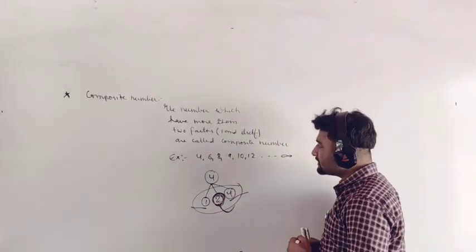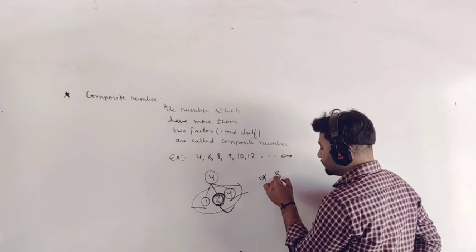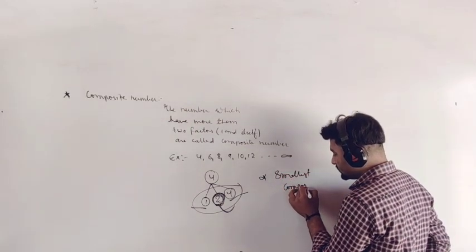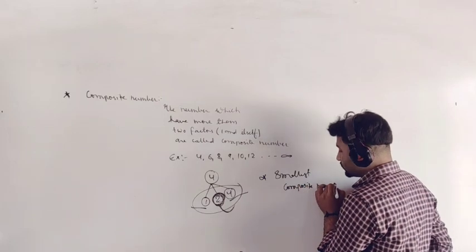The question is asked: what is the smallest composite number? The smallest composite number is 4.